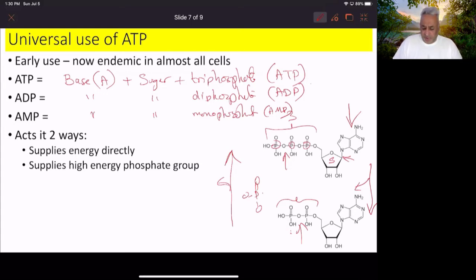The name of these bonds here is phosphoanhydride bonds. Phosphoanhydride. Very powerful, they carry a lot of energy, and maybe they are instrumental to the success of modern day organisms. So, phosphoanhydride bonds.